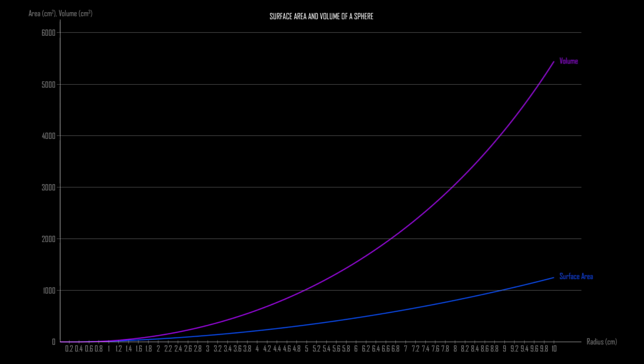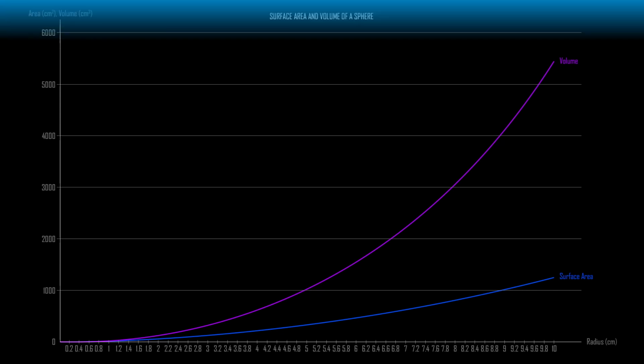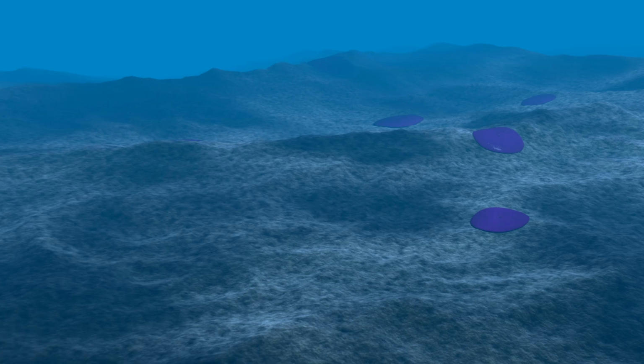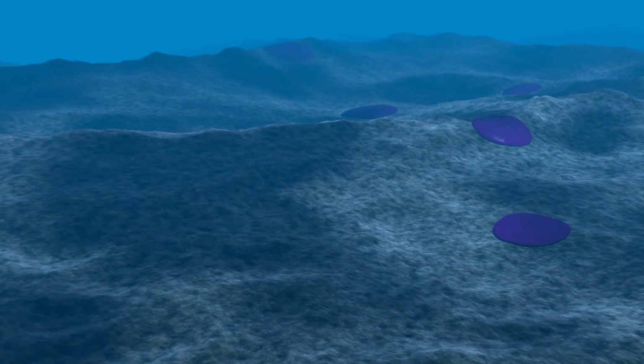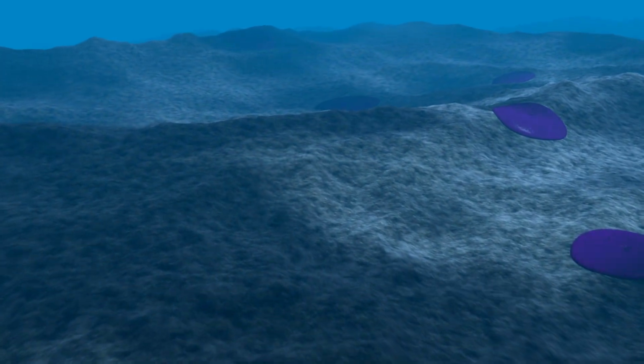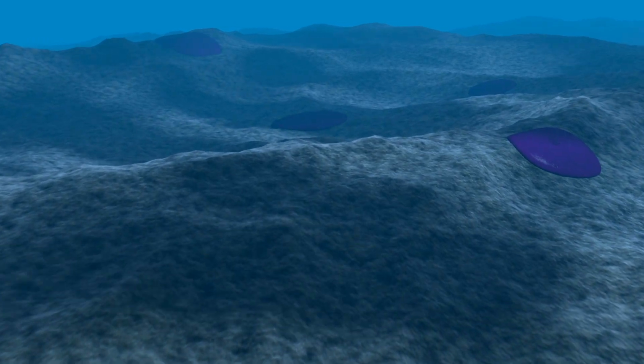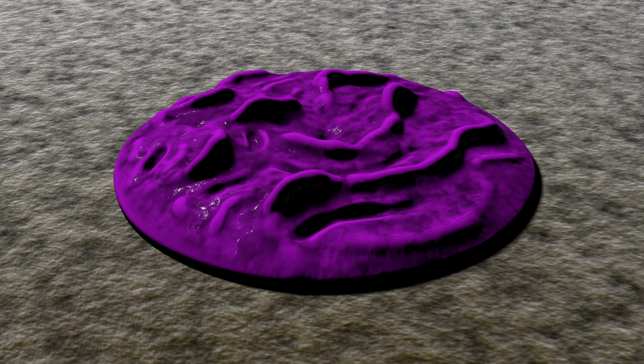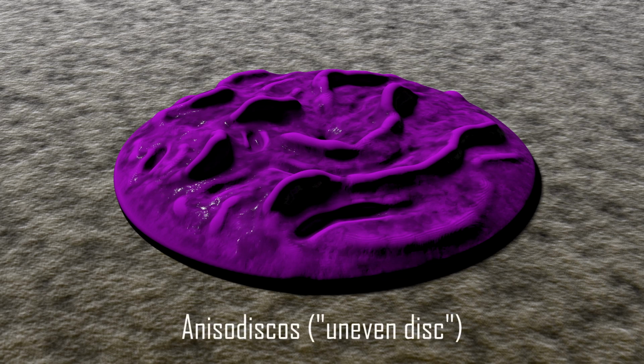If a Staterodiscos simply grows larger, it will need more energy just to stay alive. The greater its volume, the greater its demand, and at some point it will require more energy than its increased surface area can provide. That means they need a way to increase their surface area without significantly increasing their volume. The answer is introducing wrinkles and folds to the surface. They become Anisodiscos, from the Greek word anisos, uneven.